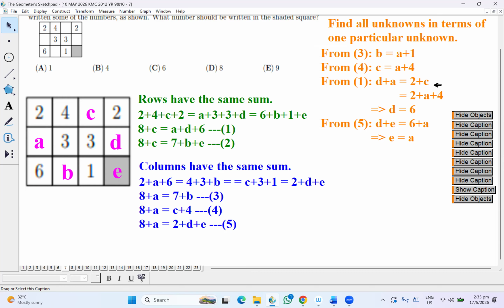Then I know C has A, so I choose C. I can change it to A plus 4. Then by chance, A and A cancel. D goes to 6. Sometimes you are luckier and you find D already. Then D plus E, you use the last one. If you use this first, you will get E equal to A. This one is D, and D and D will cancel also. If you choose this one, D and D will cancel.